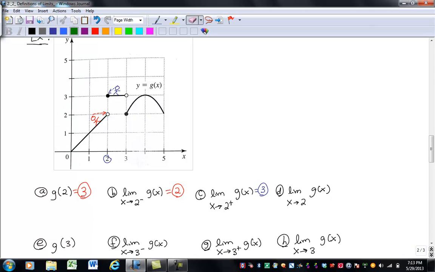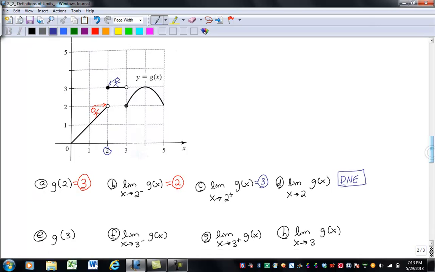Well, the last one says, what is the limit as x approaches 2 of g of x? And that limit doesn't exist because the left-hand and the right-hand side give us different numbers. So I'll write DNE a lot of the time, and that represents does not exist. It's shorthand.